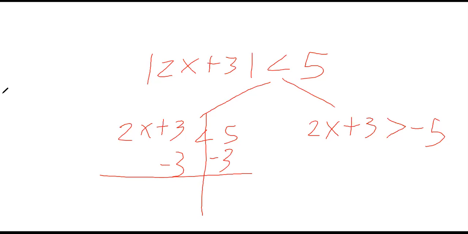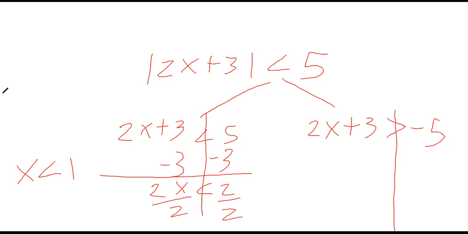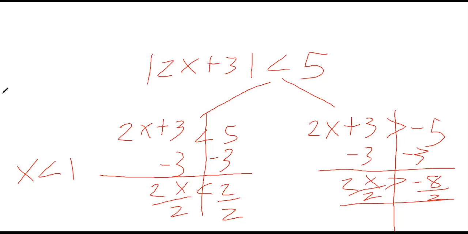Okay, so we're going to subtract both sides by 3. That should be 2x and 2. And we're going to divide both sides by 2. So x is less than 1. That one was kind of simple. Right, so we're going to subtract both sides by 3 again. This should be -8, divide both sides by 2, and x is less than -4. So what's a little unique about this one, we have our two solutions here.